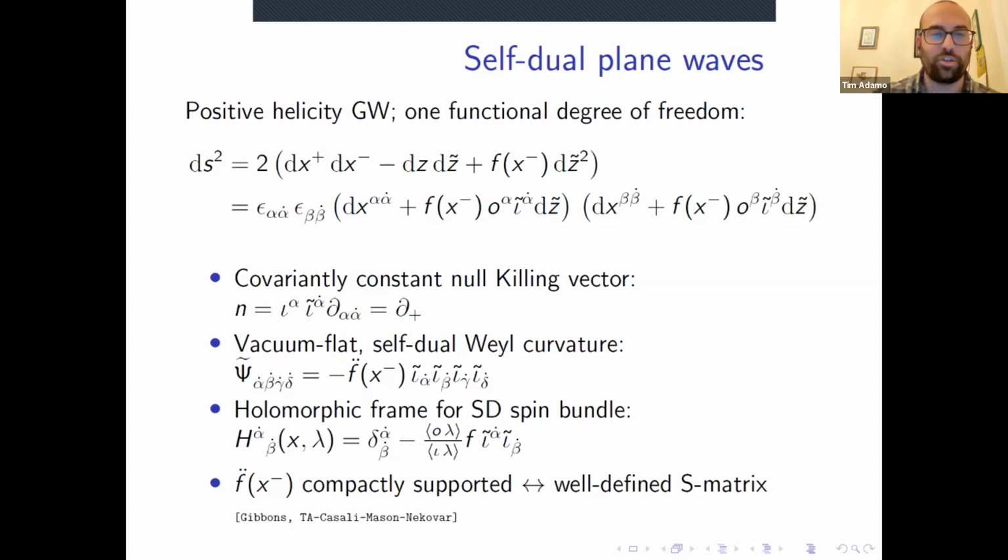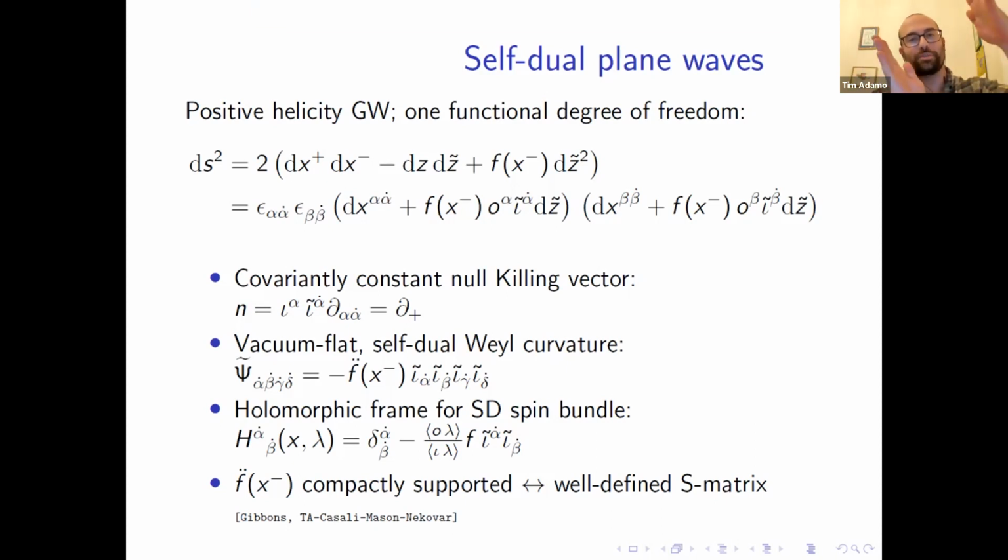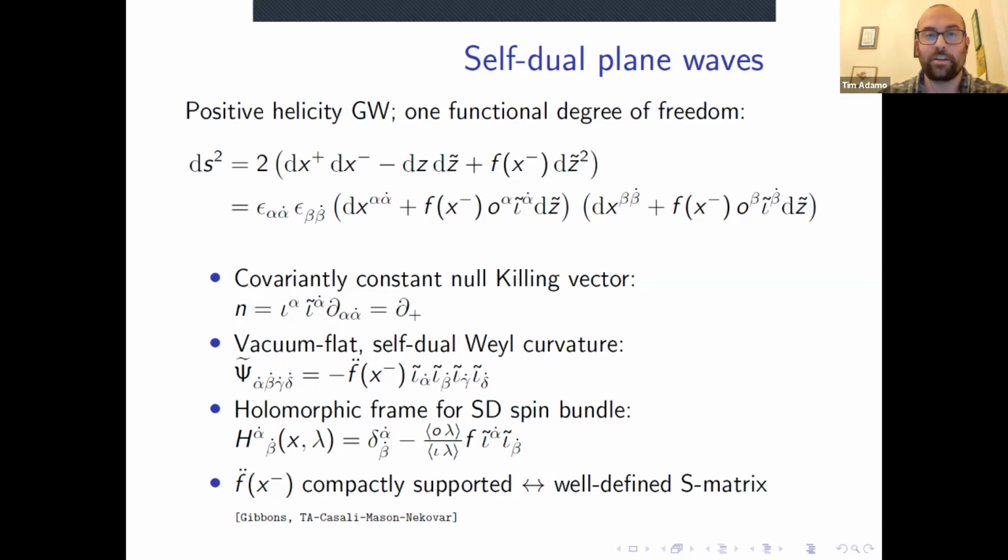You can write down a holomorphic frame for the self-dual spin bundle explicitly, and whenever the twice differentiated free function is compactly supported in x minus, it means that there's a well-defined S matrix for these spacetimes. And what that compact support criteria really means is that the gravitational wave switches on and switches off at finite light front time. So there's well-defined asymptotically flat regions where you can throw things in and things can come out, and you can talk about something like an S matrix.